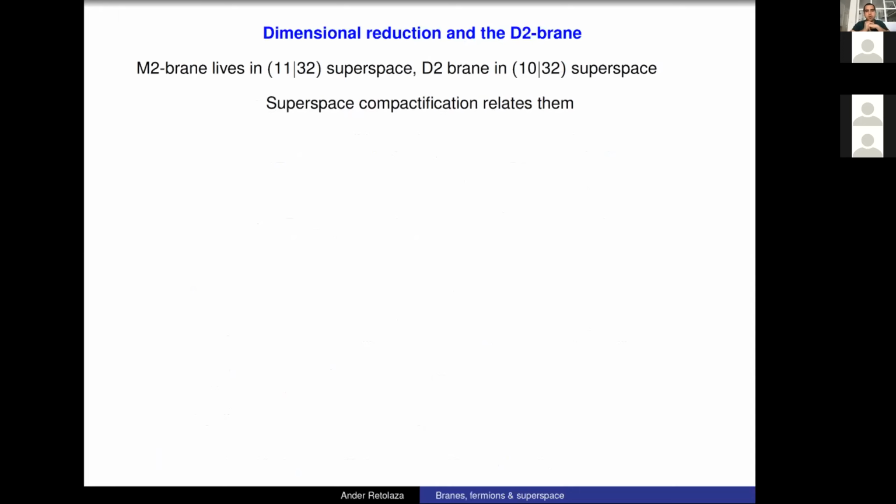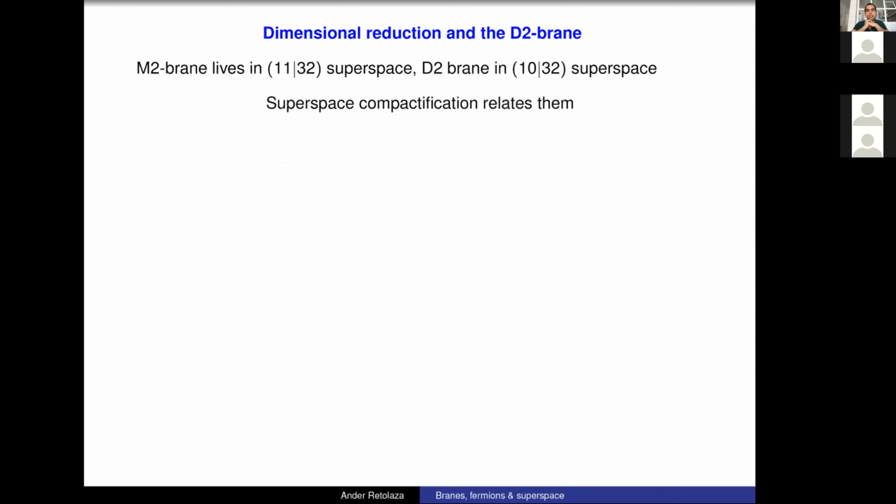Okay, so now let's change the perspective a bit. We know that when we have M2-branes in 11-dimensional supergravity and we compactify, we obtain type 2A string theory. And these M2-branes become D2-branes if they are not wrapping the M-theory circle.